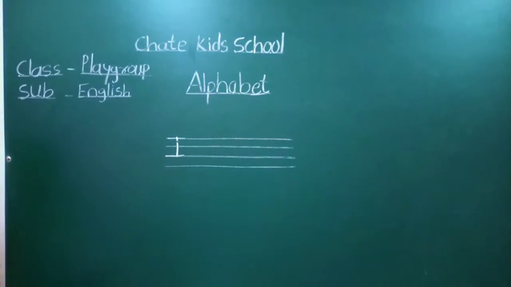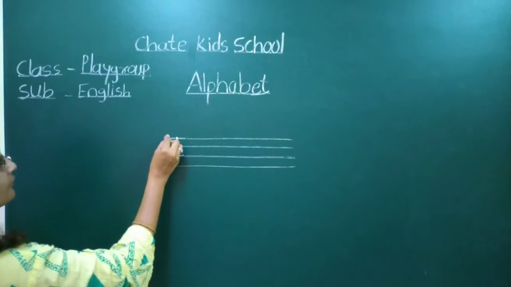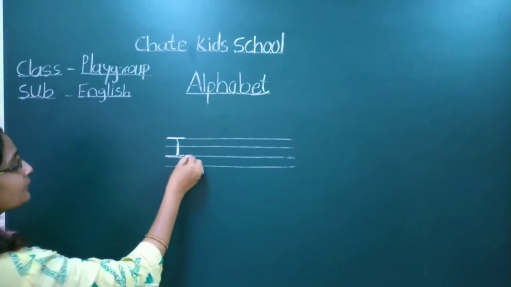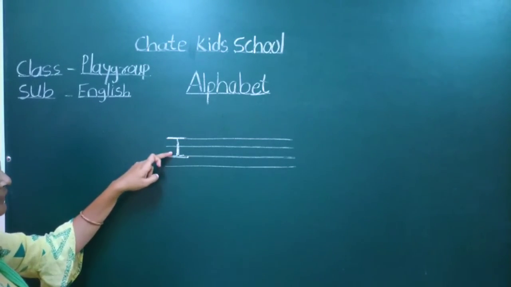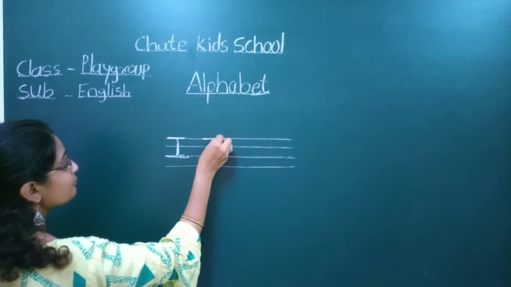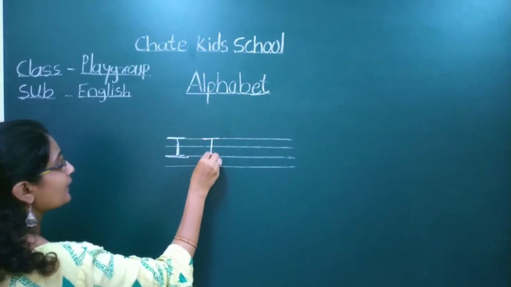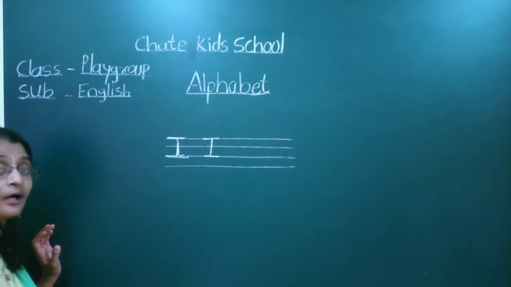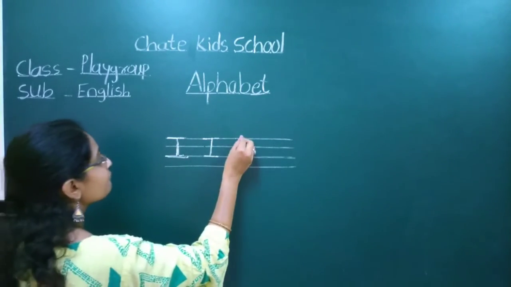Okay, let's make a capital I. Capital I, sleeping line, standing line, another sleeping line. Okay, sleeping line, standing line, another sleeping line. Let's make a capital I.